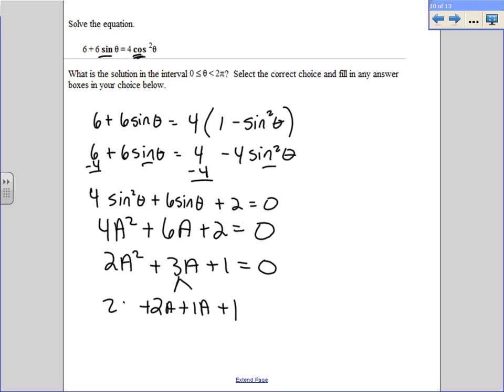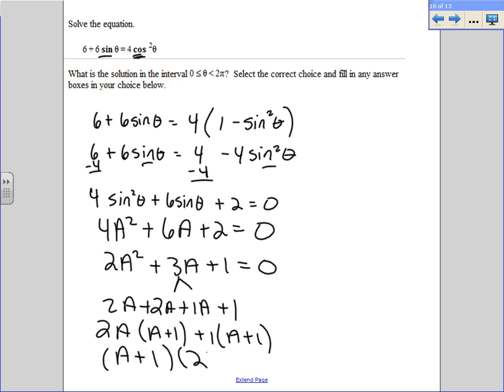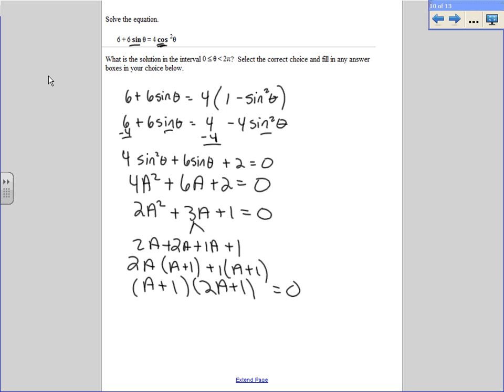Both of them plus. All right, out of my first group of 2a, that leaves me with a plus 1, and then a 1 out of the next one. That'll leave me with an a plus 1. And so now we'll get a plus 1 times 2a plus 1 equals 0. So now let's see what makes them 0. So a here would be negative 1, and a would be negative 1/2.